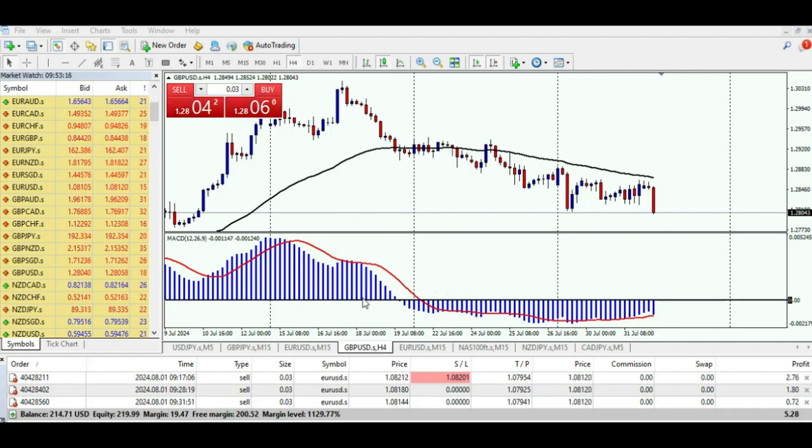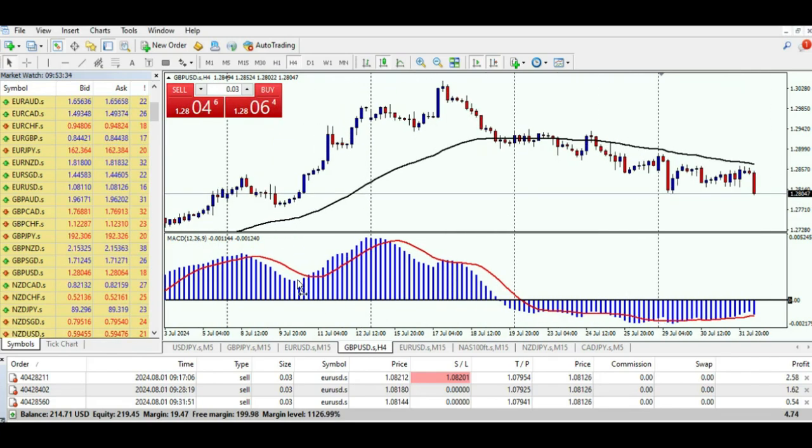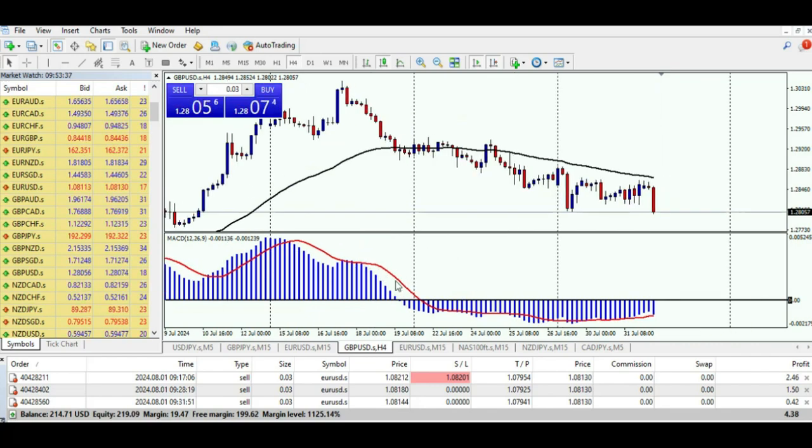Simply put, these bars are called the histogram. The histogram can either be above or below. MACD has a dividing line, a middle line called the zero line. If the histogram bars are built above the zero line, it shows a buy momentum. Buyers are in control of the market, as you can see. If the bars switch towards the downside, it shows a selling momentum, so sellers have the dominant force. That's how you use the MACD.